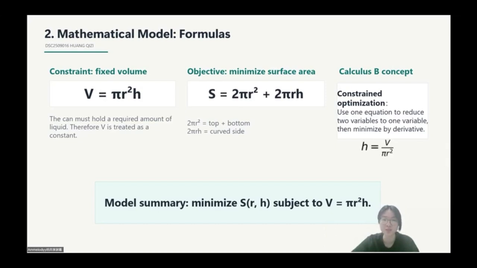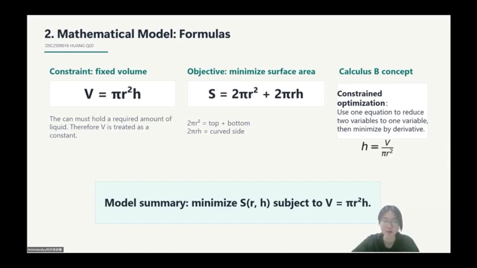The curved side surface can be unfolded into a rectangle. The width of the rectangle is the circumference of the circle, 2πr, and the height is h, so the side area is 2πrh. Therefore, the total surface area of the cylinder is 2πr² plus 2πrh.